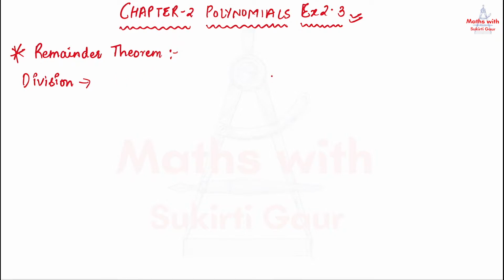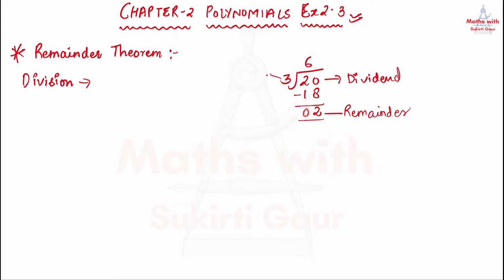Now in division, what we do? Let us take 20 and let's divide it by 3. What will we do? We will do 3 times 6, that is 18. We will subtract it and we will get 2. Now here 2 is our remainder. This 20 was our dividend. This 3 was our divisor. And this 6 is our quotient. Okay, you know these terms.